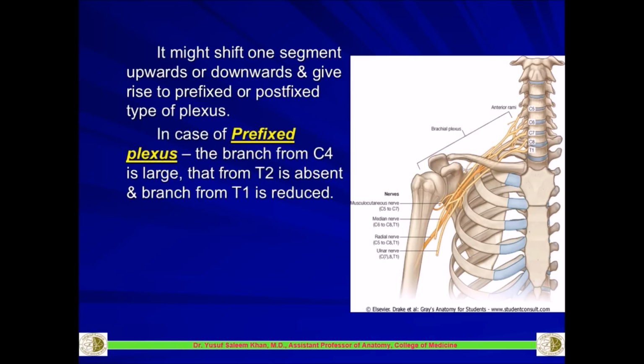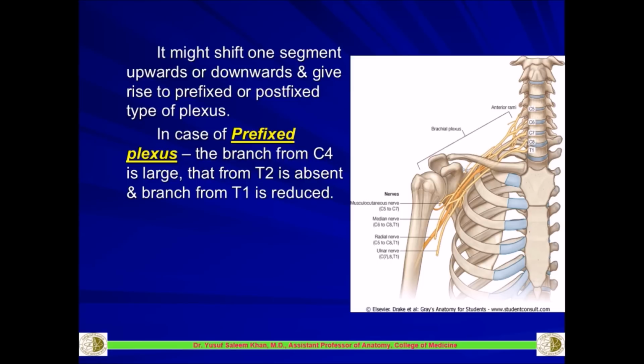The prefixed plexus is where there will be contribution from C4. Instead of starting from C5, it will start from C4. Then there will be contribution from C5, C6, C7 and C8, and there might or might not be contribution from T1, or there might be a very much reduced contribution from T1. So this has shifted one segment above. This is called the prefixed plexus, where the contribution, instead of starting from C5, starts from C4: C4, C5, C6, C7 and C8.